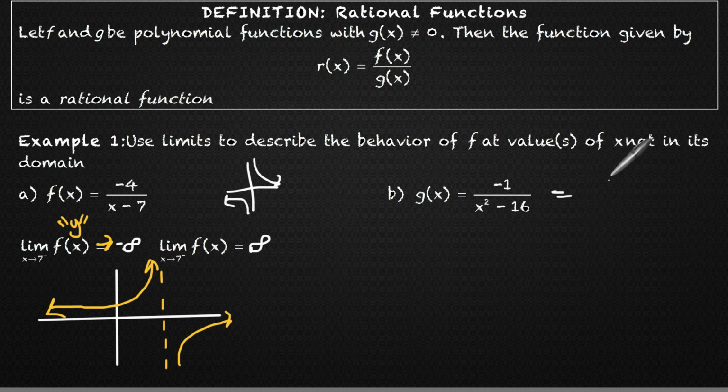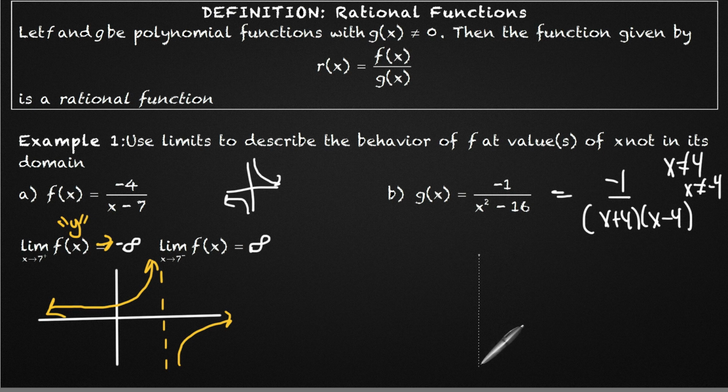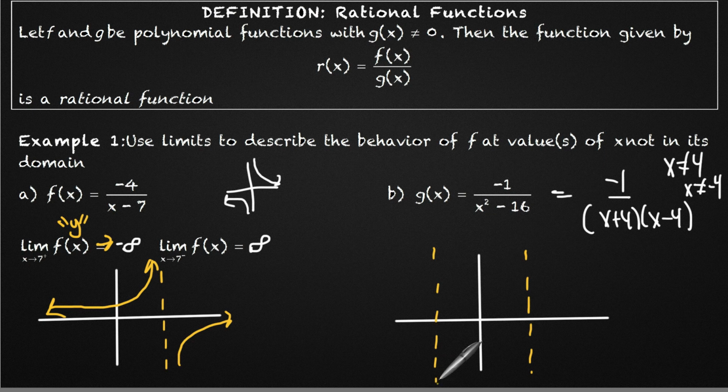All right, let's look at letter B. We can factor the bottom. We factor the bottom into x plus 4 and x minus 4. And we know from a previous lesson that the bottom gives us numbers that we are not allowed to plug into the function because we cannot divide by 0. So x cannot be 4 and x cannot be negative 4. So therefore, we will put vertical asymptotes on our graph at 4 and negative 4. So let's go ahead and do that. So here's one at 4, here's one at negative 4.